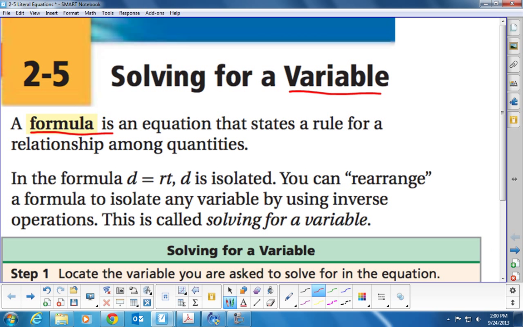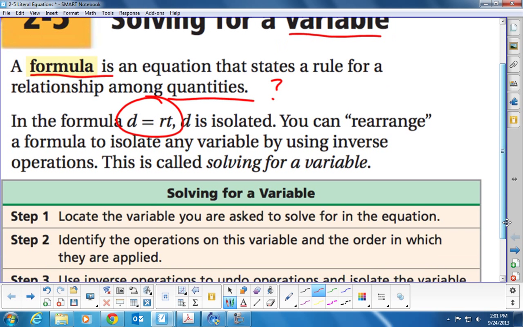Formulas are equations that contain rules amongst relationships for quantities. But sometimes those quantities are unknown. And in a formula where the quantity is unknown, we just use variables or letters to represent them. In this formula, d, or distance, has been isolated. But let's say, for sake of argument, that I actually wanted to isolate r instead.